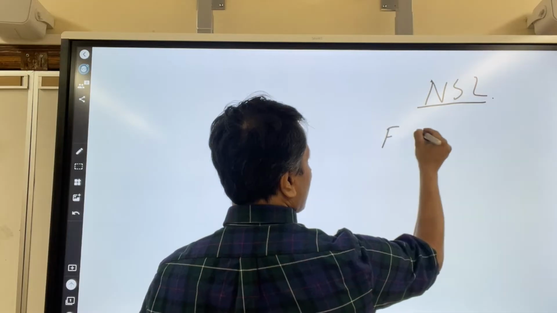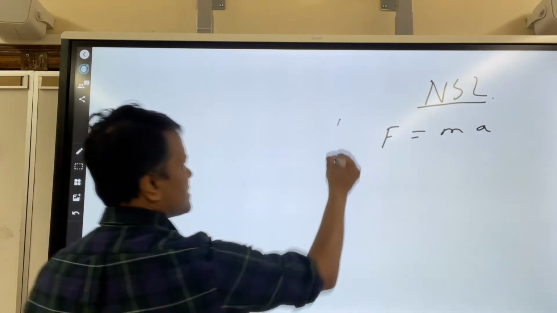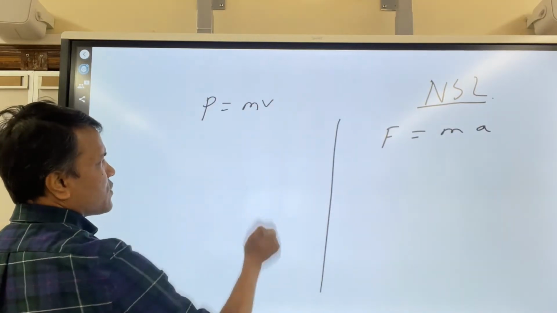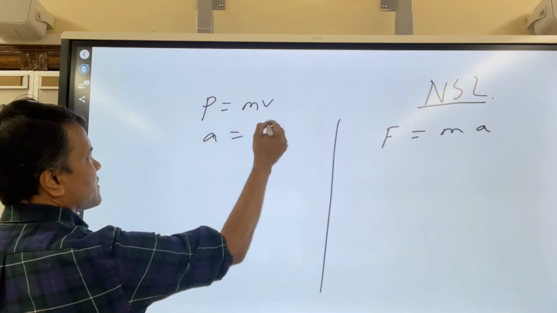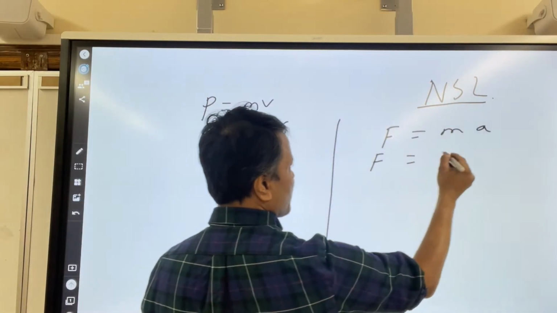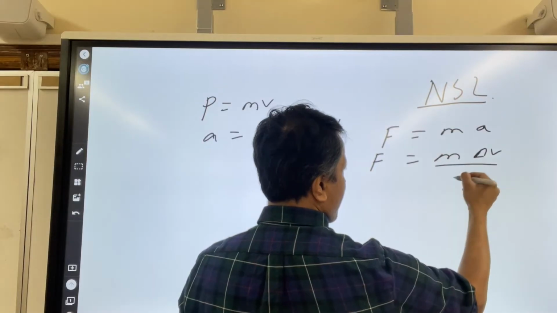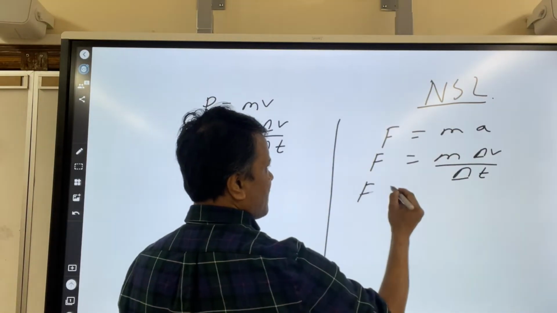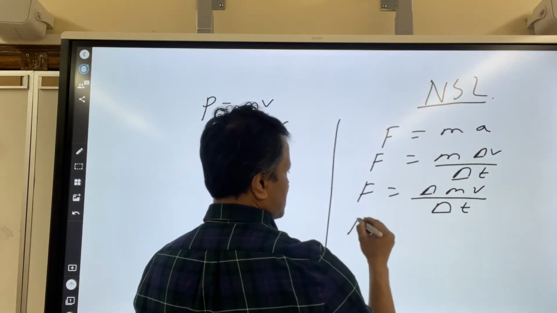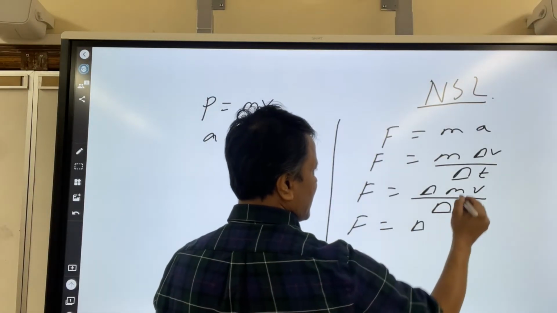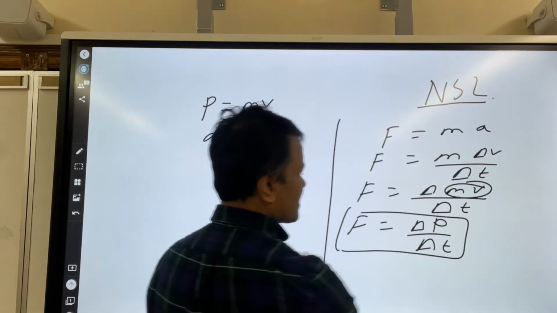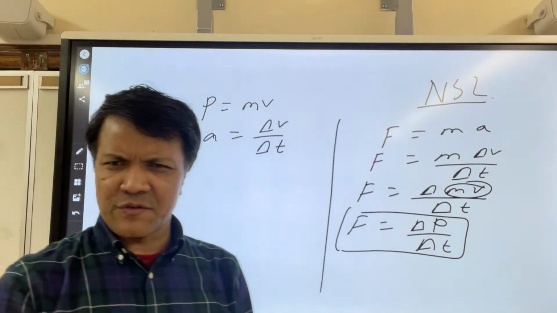So, Newton's second law is F equals ma, right? What did you learn from the problem before? We learned that P is equal to mv, right? And we also learned a equals delta V over delta T, right? Good. So, we're going to use what we know. So F is equal to delta mv over delta T. So F is equal to delta P over delta T. So Newton's second law is delta P over delta T, right? This is another version of Newton's second law.